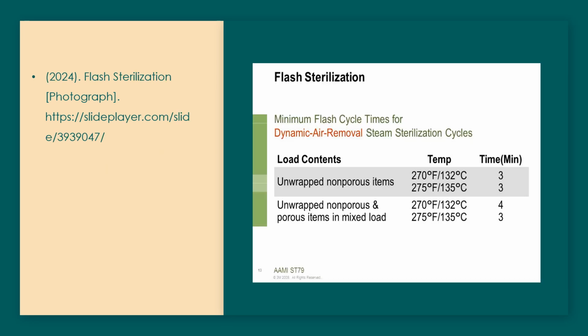Flash sterilization is another type of steam sterilization. This can happen in a gravity or pre-vacuum chamber. This is when the instruments will be exposed to a rapid penetration of steam. One of the cons of this method is that it has the potential for infections due to its short period of time of exposure.